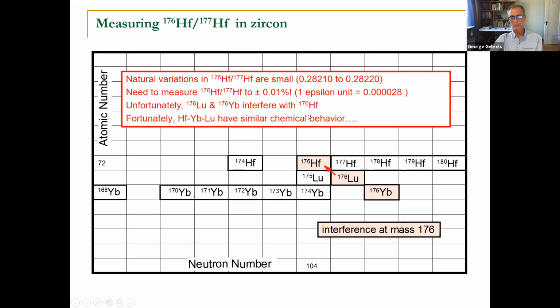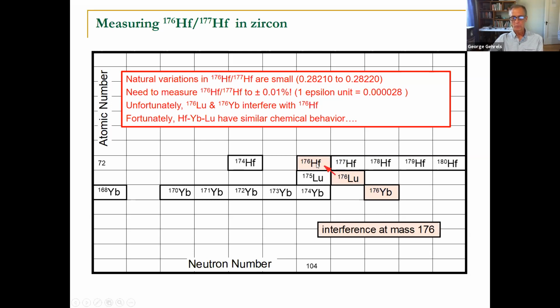That's 1 epsilon unit. And the challenge is that if it were just 176 hafnium to 177 hafnium, that would be pretty simple. But the problem is that your mass spectrometer measures 176, and that's a mix of hafnium, lutetium, and ytterbium. And then it measures 177, which is only hafnium.